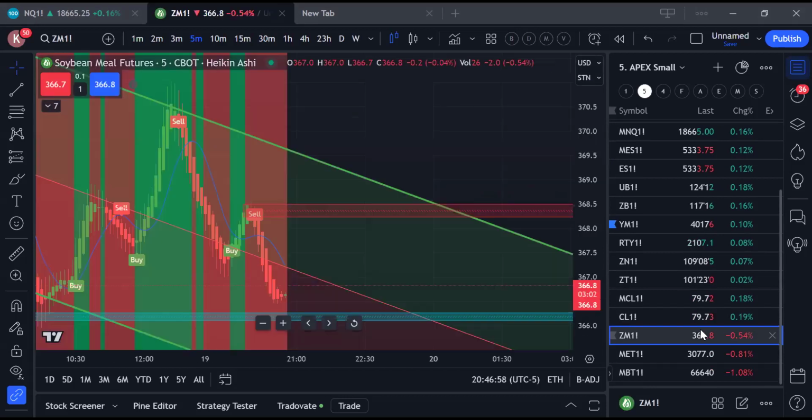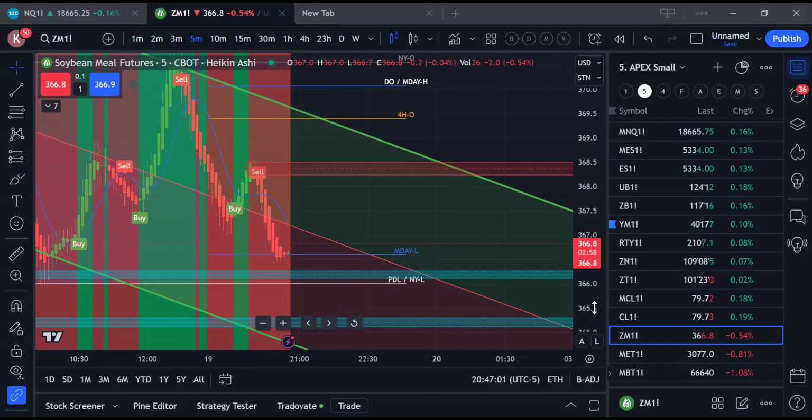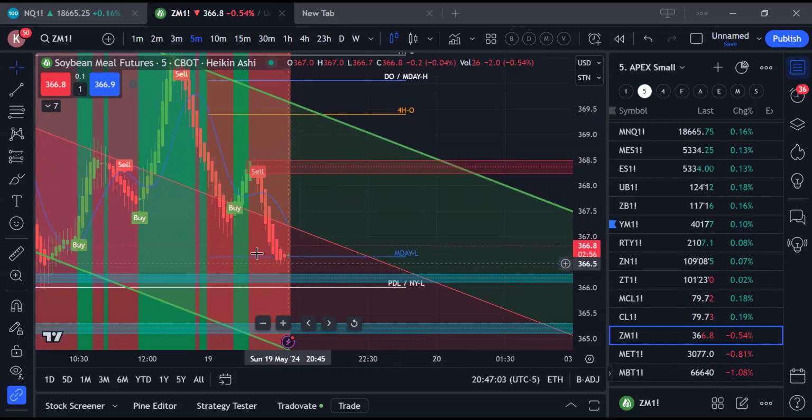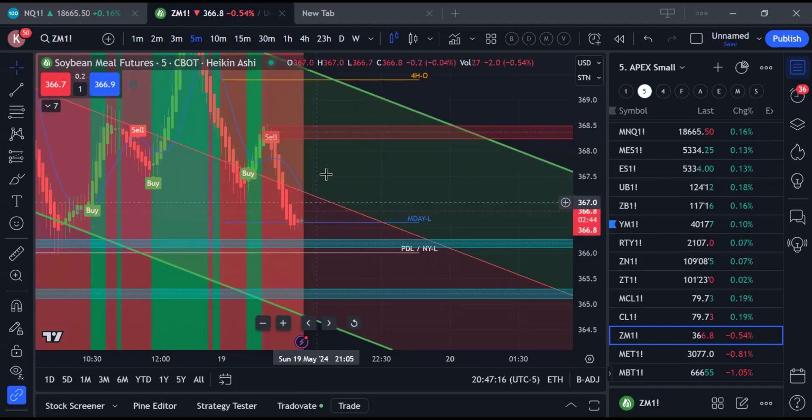So this one also got filled. I took small profits on the soybean meal futures, and because there is a Monday low, as I said, the lows can act as support. Overall it is bearish, but still it may go a little bit up.